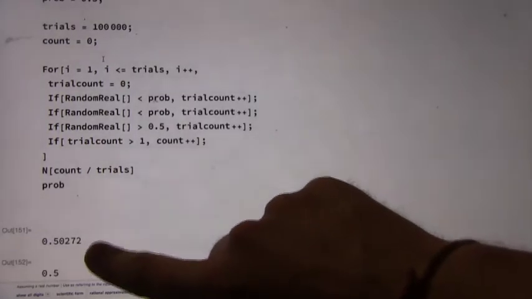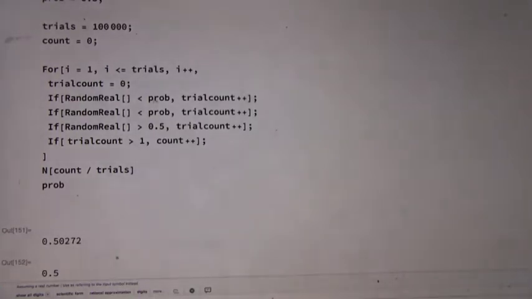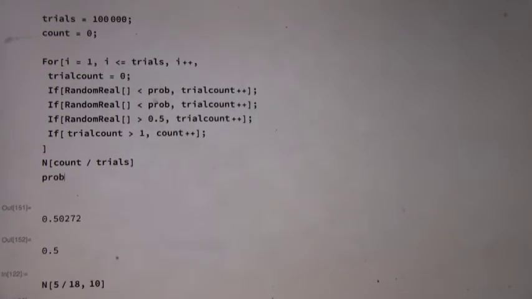Am I on screen on those two things? Yeah, we're expecting this to be near a half. Maybe I can pull that up on the screen just a little bit more.